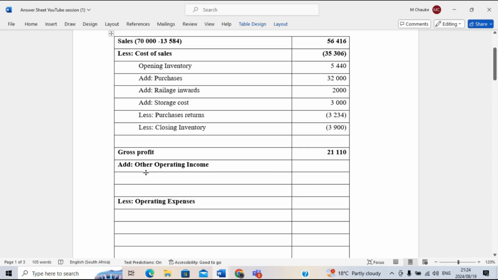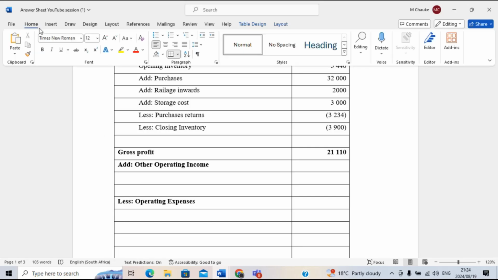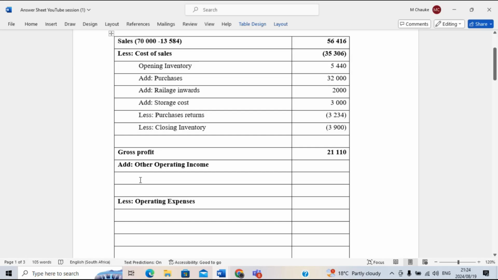So let's go to our other operating incomes, right? So other operating incomes there. I saw rent income, if you remember.